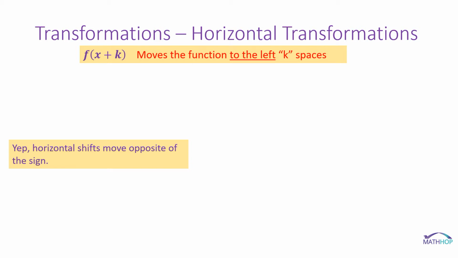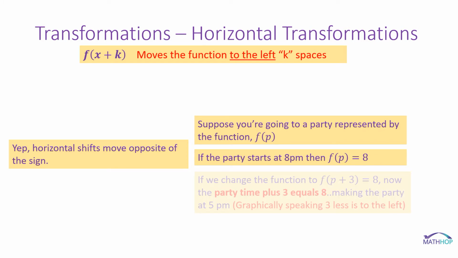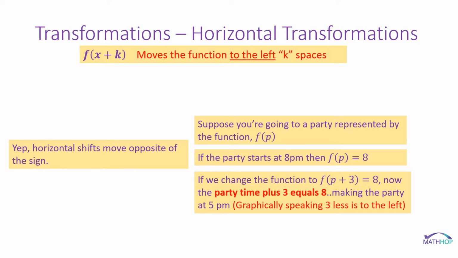And there is a logical explanation using function notation and standard form, but let's just take it a step back and talk about a scenario where you're going to a party, and the time that the party starts is represented by the function f of p, where p is what time the party starts. So let's say it starts at 8, then f of p equals 8. If we change the function to f of the quantity p plus 3 equals 8, now we have the party time plus 3 hours equals 8.